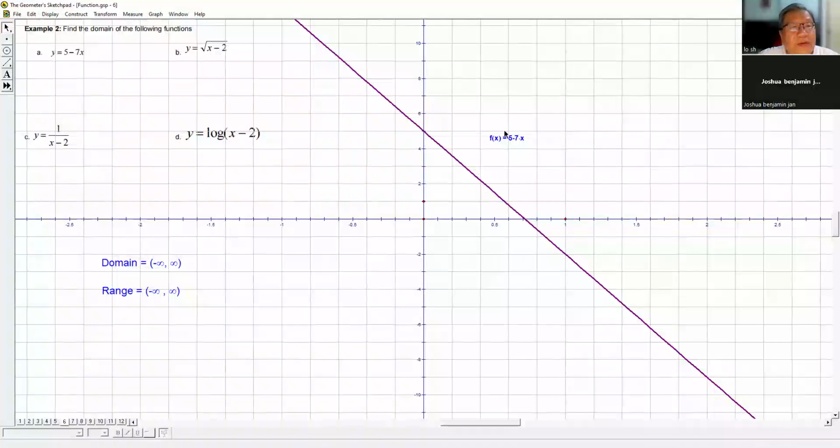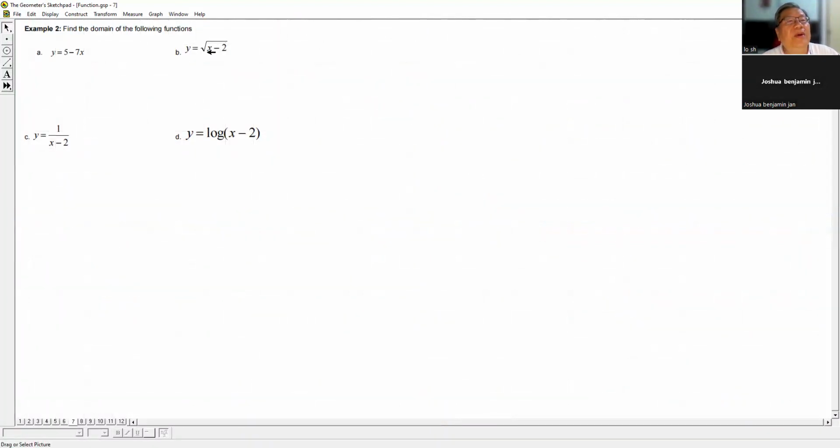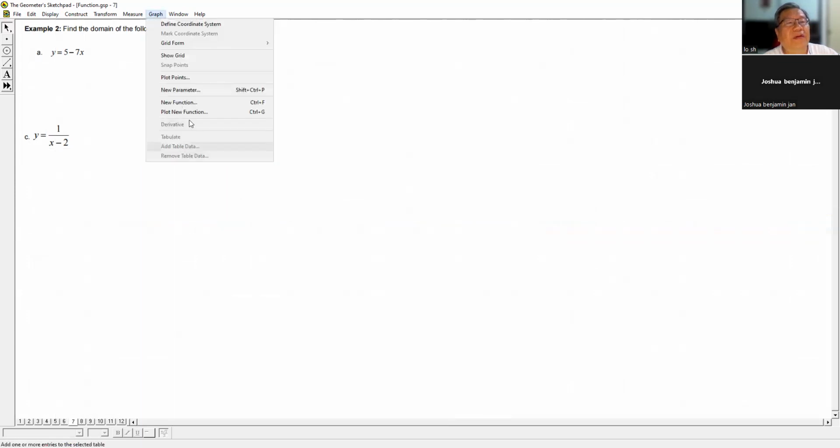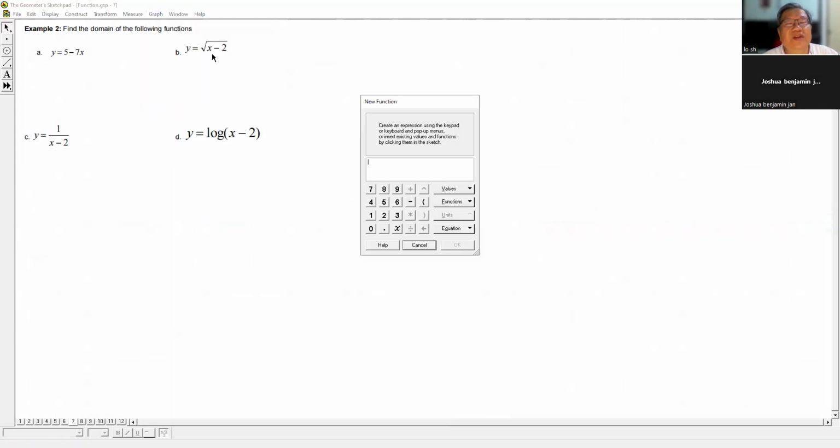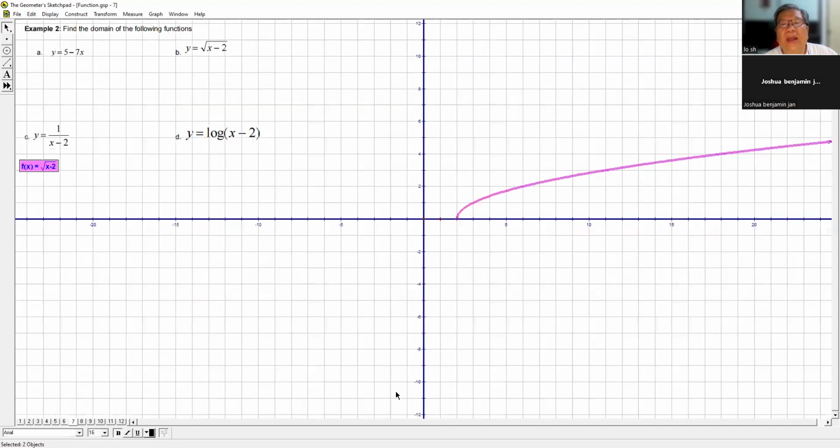Any question? No? Then we look at part B. Part B, this one, graph, plot the new function, square root of x minus 2. Okay, you see here, square root of x minus 2. This one is not the same.